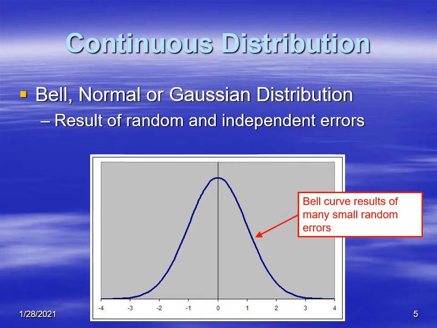Some distributions will look like this. This is known as a Bell or normal or Gaussian distribution. And you get this kind of distribution of measurements if your measurements have random and independent errors.